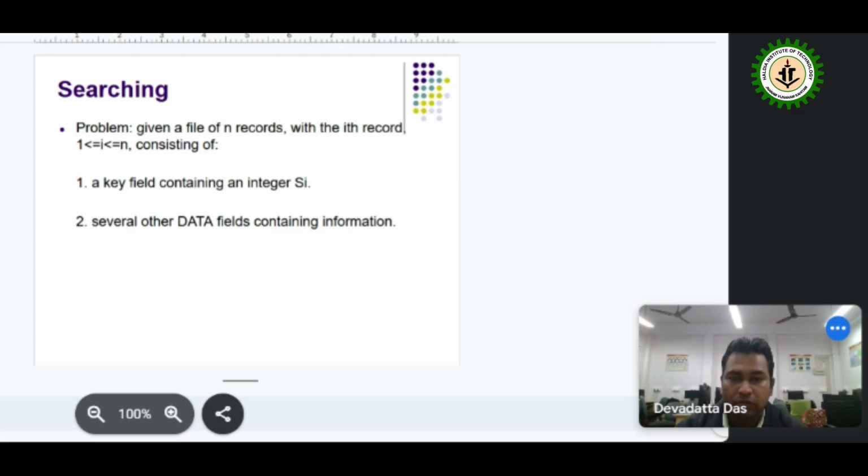So now we are discussing the searching technique. In the searching technique, given a file of n records, with the ith record, where 1 is less than or equal to i, which is less than or equal to n, consisting of a key field containing the integer si, and several other data fields containing the information.